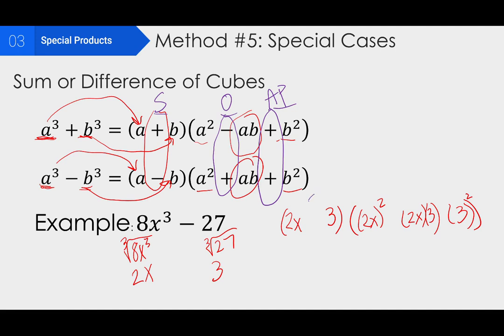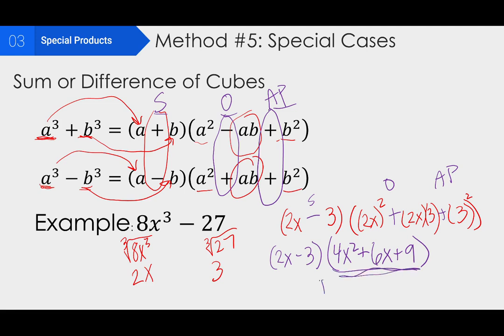So same as 8x cubed minus 27, so same. 2x squared, opposite, and then always positive. And then to simplify, I'll just multiply those squareds in the last one. So I get 4x squared plus 6x plus 9. Okay, one thing to remember, this trinomial is actually always a prime.